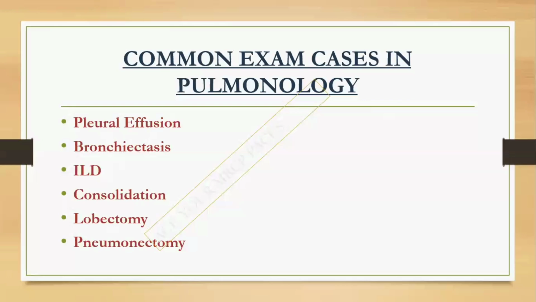Collapse with patent bronchus, the same findings, that is bronchial breathing, increased vocal resonance. And here the trachea will be shifted towards the side of the lesion. That is, collapse will pull the trachea. You should know whether there was pleural effusion present on the site of collapse or not.